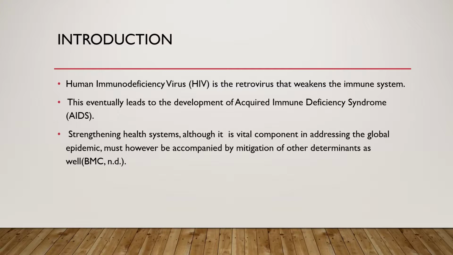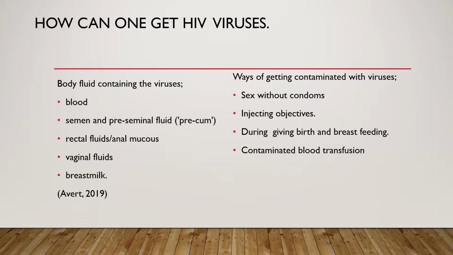There are several ways that we want to solve the problem. One of the ways that everyone thinks of is strengthening the healthcare system. It's a way of addressing the global epidemic, but we don't forget the fact that we have to mitigate other determinants as well, health determinants such as environment, culture, social, and other economic factors. So before we talk more about globalization, let's see how one can get HIV viruses.